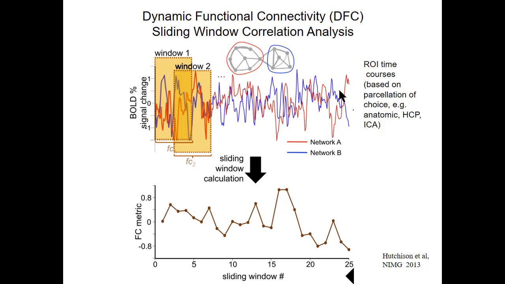The time courses you use can be based on different parcellations. So for example, you might use an anatomic parcellation. You might use one from, say, the Human Connectome Project, or you might do ICA on your data and come up with a parcellation based on that. There are different variations for that step, but at the end, you are essentially performing sliding window correlations of the time courses from various regions of interest.